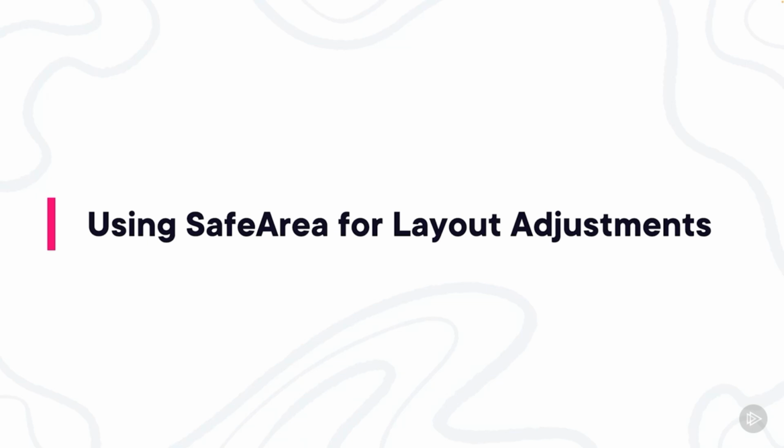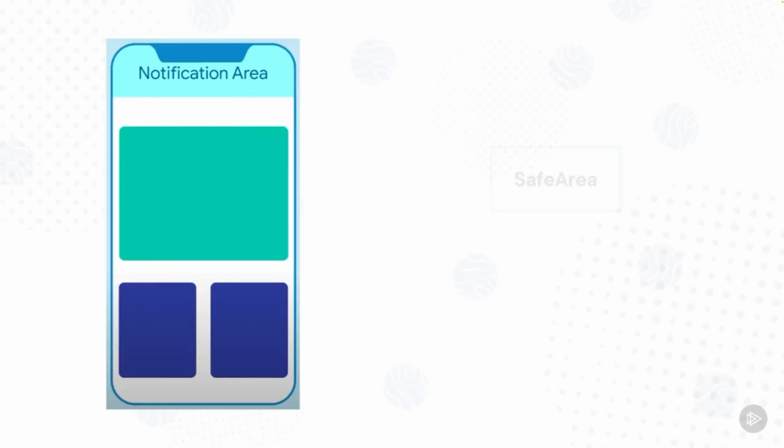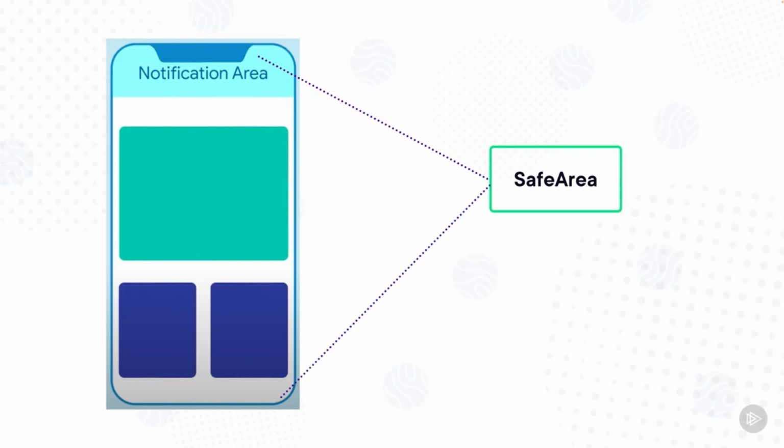Modern devices often have unique screen cutouts and system overlays. The SafeArea widget automatically adjusts the layout to avoid these areas. Without the SafeArea widget, parts of your UI may be obstructed by notches or status bars, making it difficult for users to interact with certain elements.